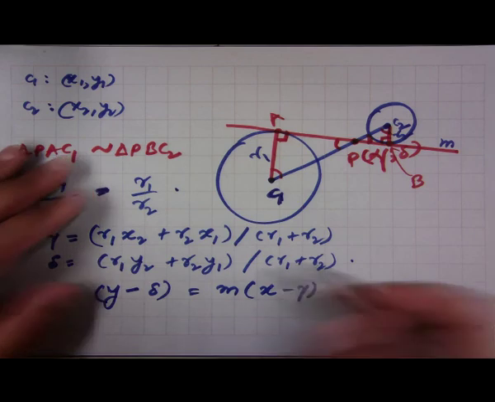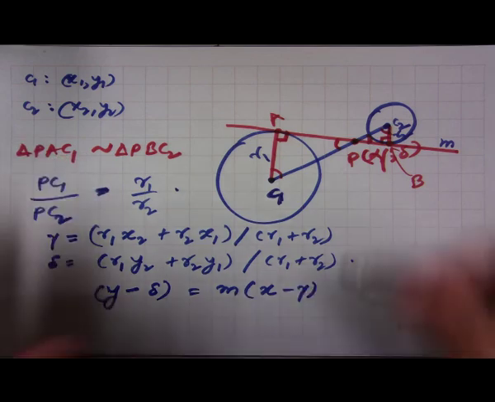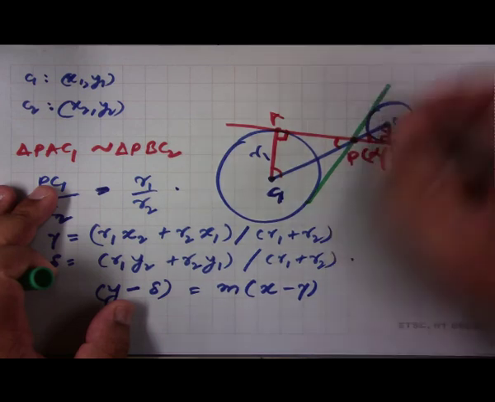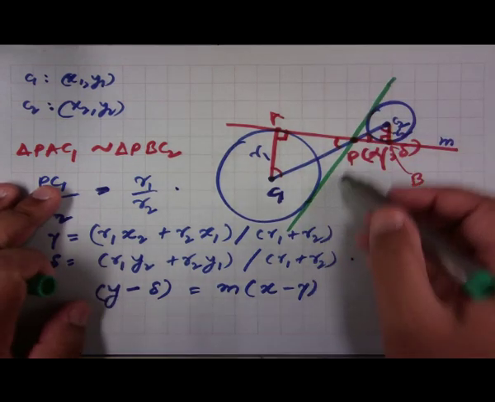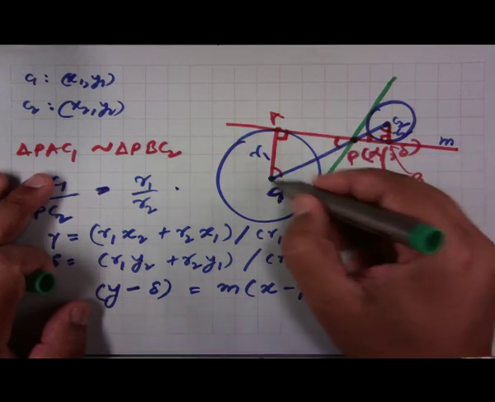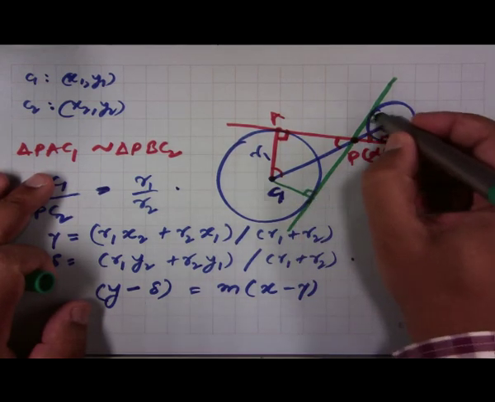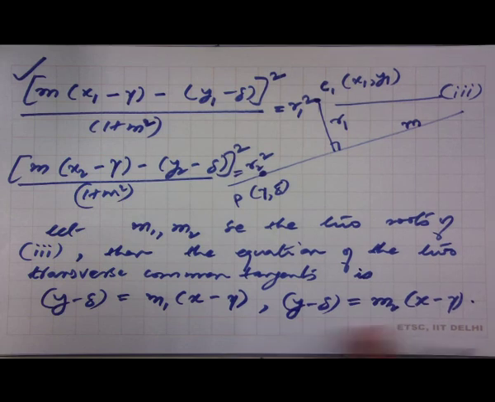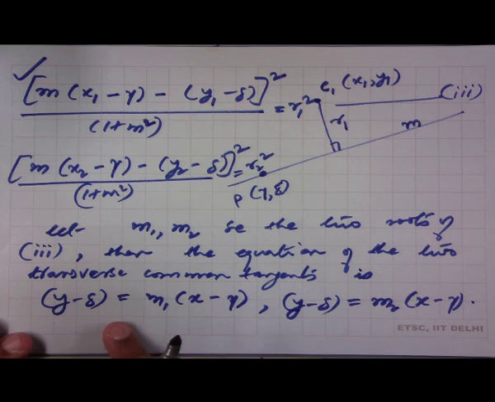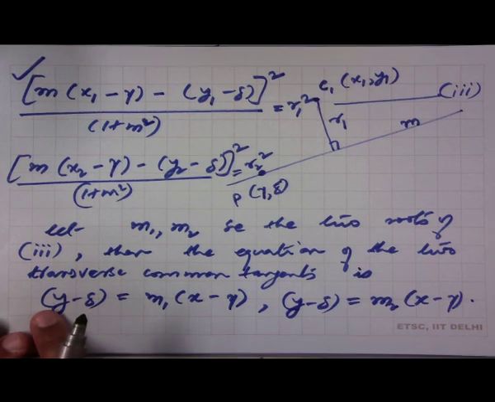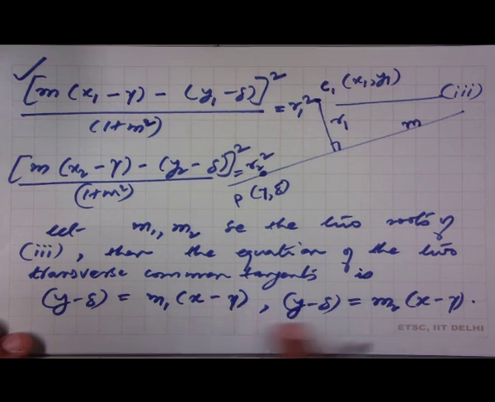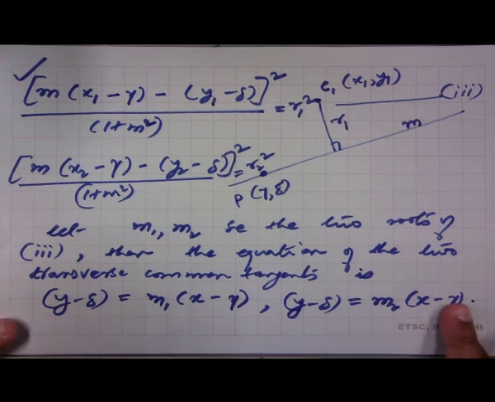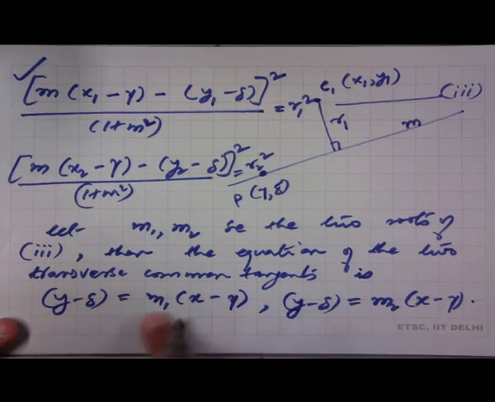And also, interestingly, let me draw the second transverse common tangent here. So, the second transverse common tangent will also pass through P, and that is clear because if we see here the point P, which is gamma comma delta, it can be seen that it lies on this straight line as well as this straight line, and therefore, the point P lies on both the tangents.